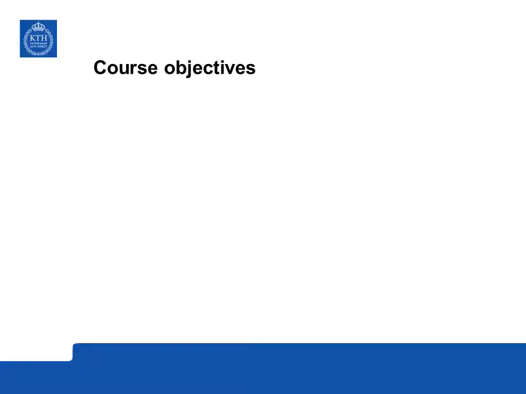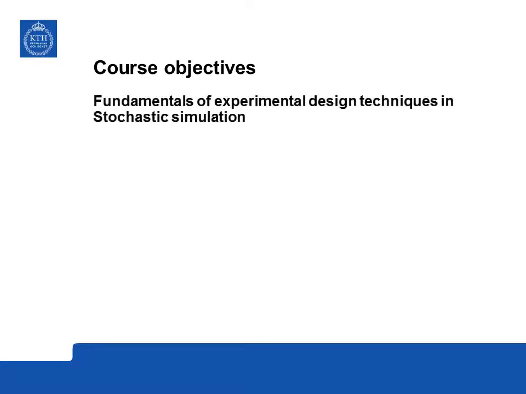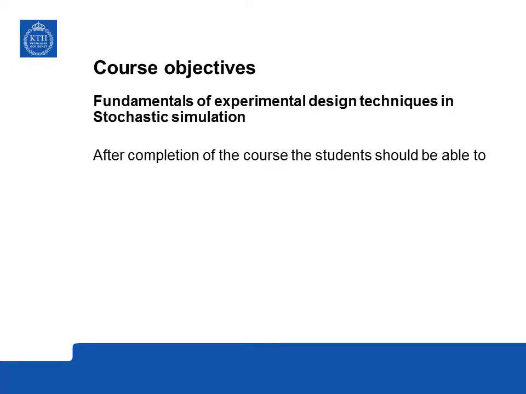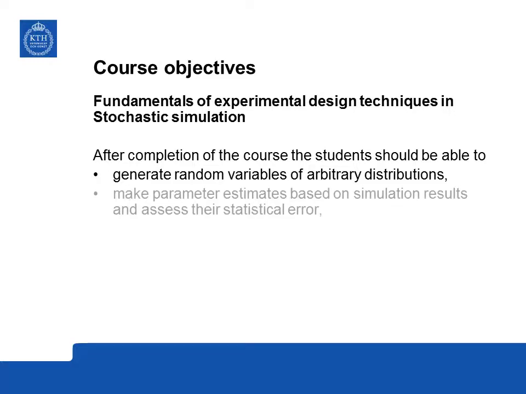The course has several objectives. The main objective is to provide the fundamentals of experimental design techniques in stochastic simulation, and the focus is on telecommunication systems and networks. After the completion of the course, the idea is that the students should be able to generate random variables with arbitrary distributions. They should be able to make parameter estimates based on simulation results and to assess the statistical errors of their simulation studies.